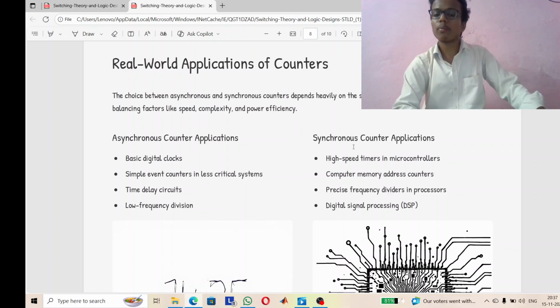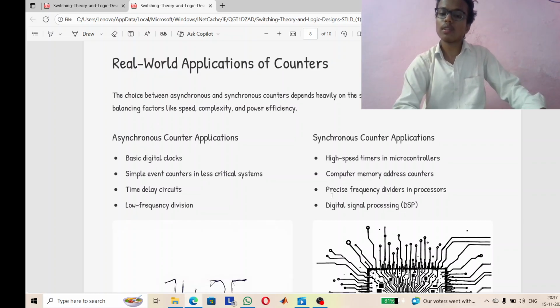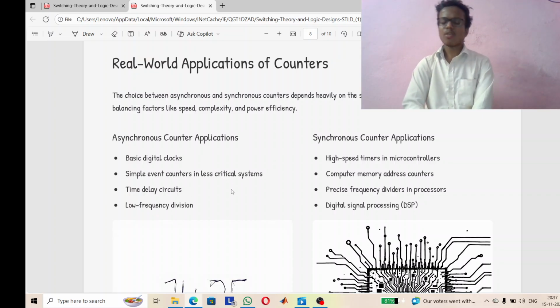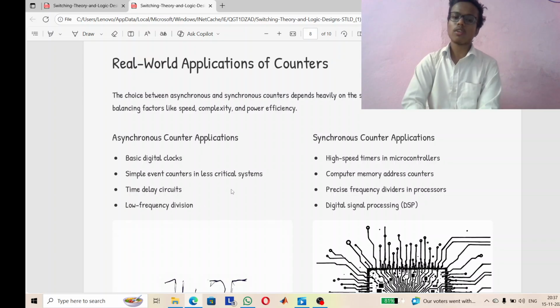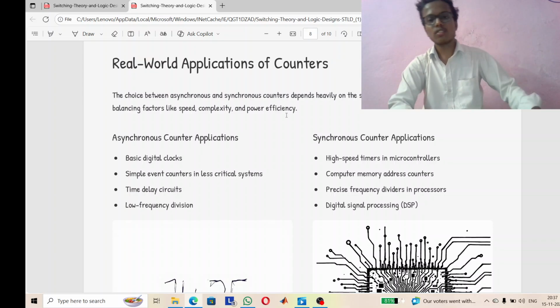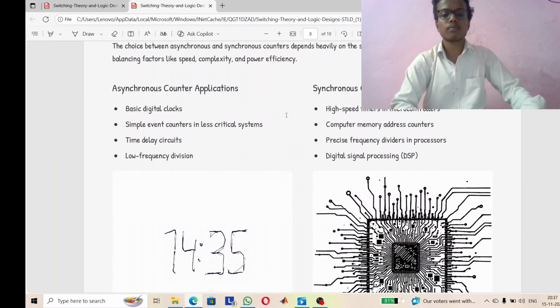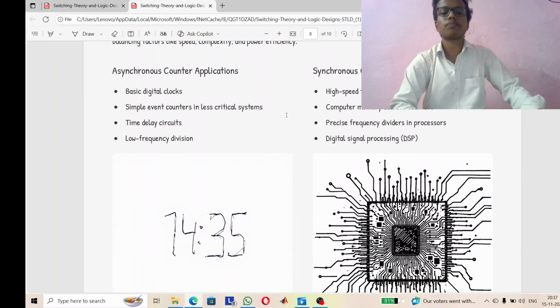Now the synchronous counter applications: high speed timers in microcontrollers, computer memory address counters, precise frequency dividers in processors, and digital signal processing (DSP). All these applications are based on balancing factors like speed, complexity, and power efficiency. These three main factors also play a key role in the real world applications of counters.